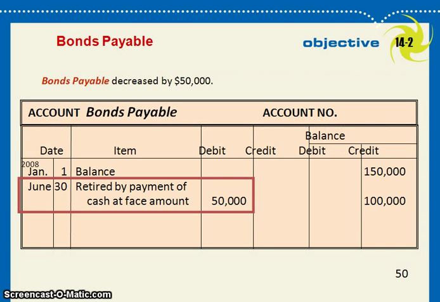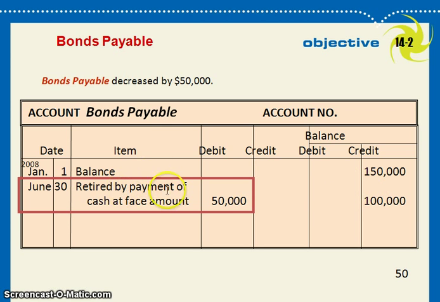Okay, the last thing we're going to be looking at here is the bonds payable account in the financing activity section. With this, you've had $150,000 in bonds payable. Remember, we're talking about usually a long-term liability here. And you've got $100,000 left at the end of the year. So the question is, what happened, right?